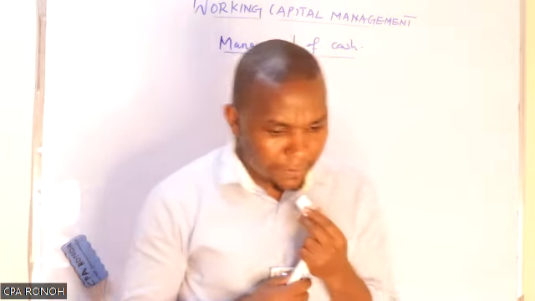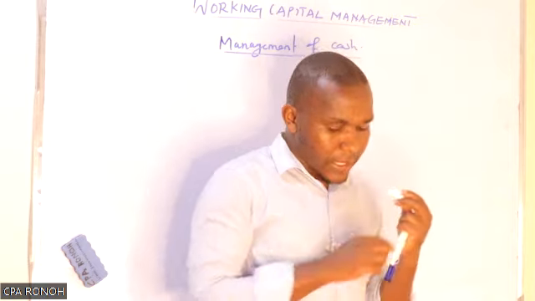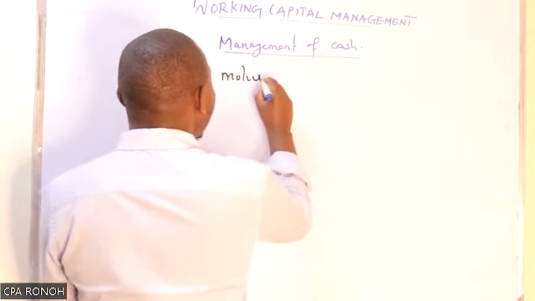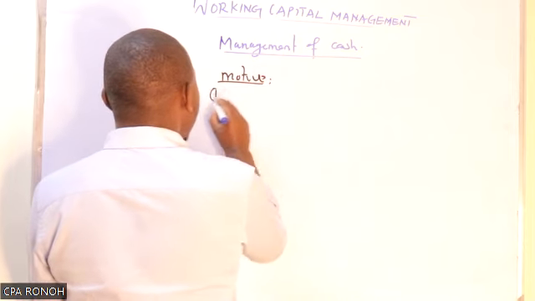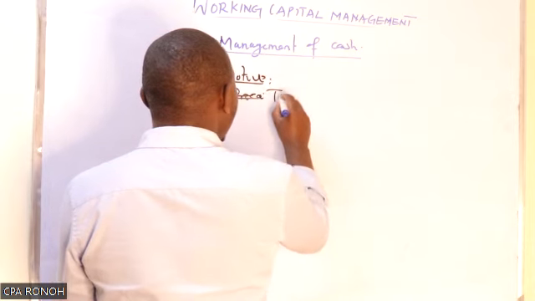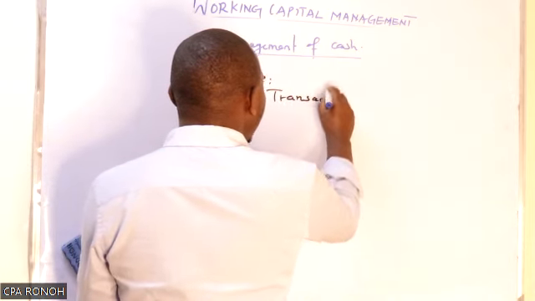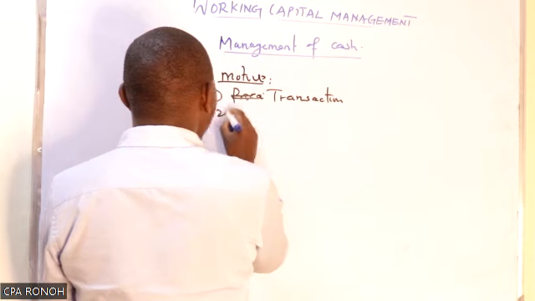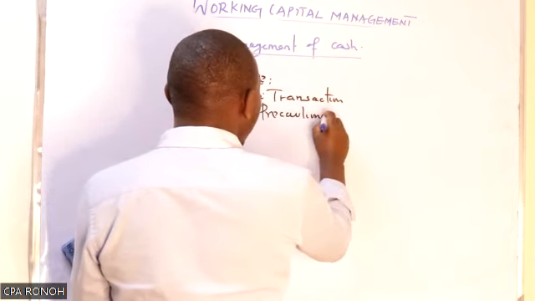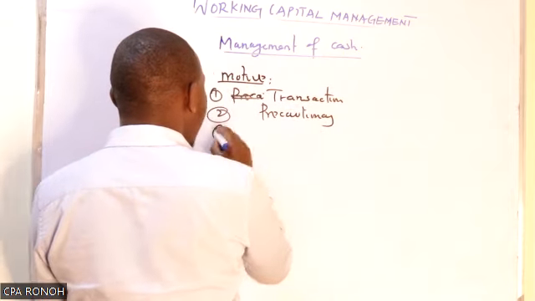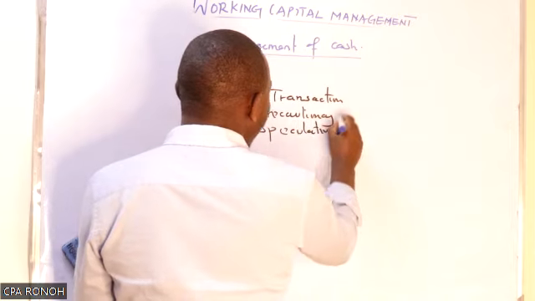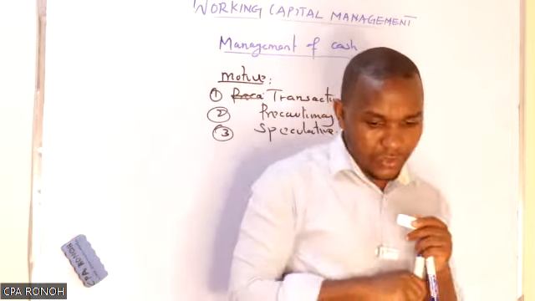Then we can have the motives of holding cash. Number one, we have the transaction motive. Number two, we can have the precautionary. Number three, we have the speculative. Let's explain the transaction motive.